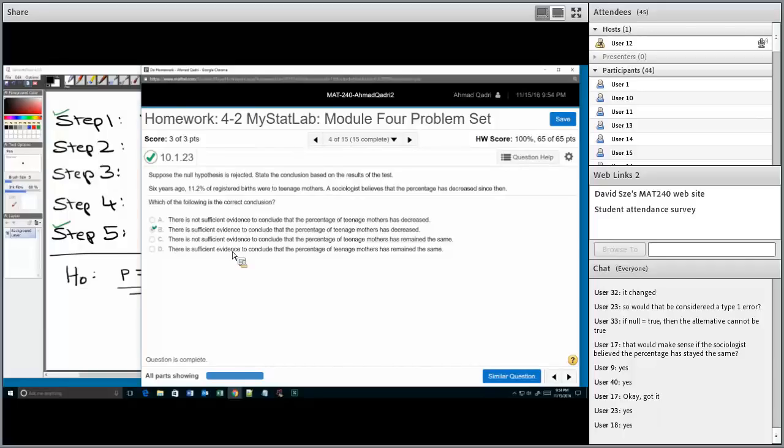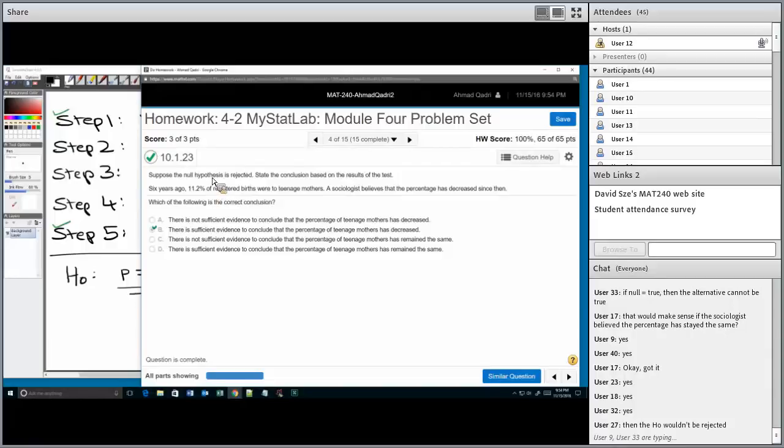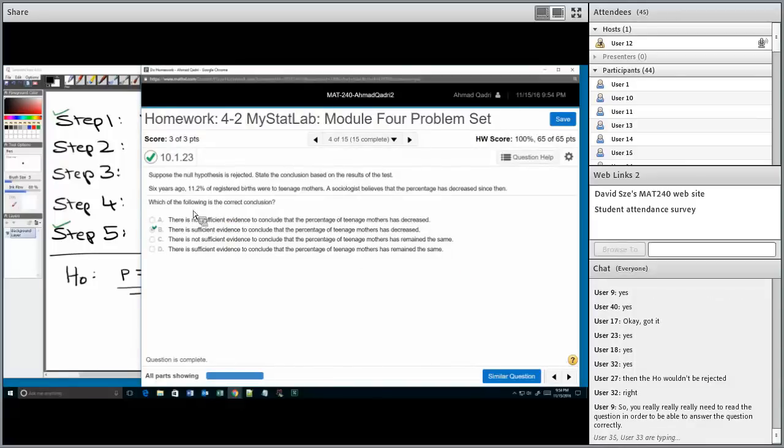Okay, and let's look at the last one. There is sufficient evidence to conclude that the percentage of teenage mothers has remained the same. Well, if there's sufficient evidence to conclude that the percentage has remained the same, then we should not be rejecting the null hypothesis at all. But the question said that you in fact did reject the null hypothesis, right? So D is incorrect as well. Yes, so Sandra is right. If D was true, then we wouldn't be rejecting the null hypothesis. But the question said that you did your analysis and you rejected the null hypothesis.